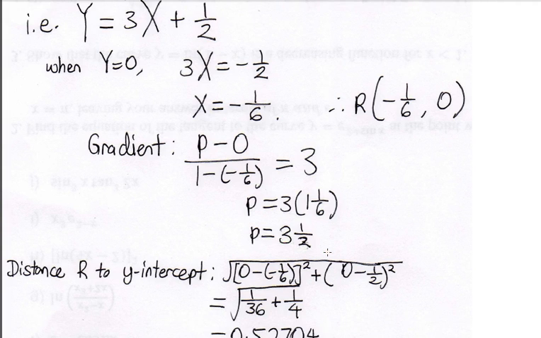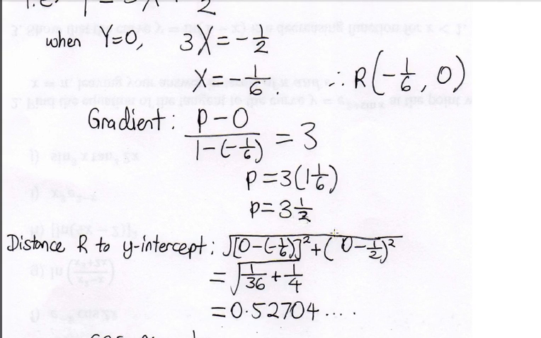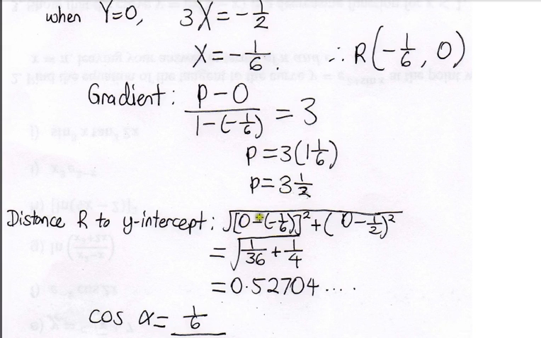Next, we want to find the value of alpha, which is the angle. So firstly, let's find the distance from R to the y-intercept of the straight line. So using the distance formula, we get the difference in the x coordinates squared plus the difference in the y coordinates squared, and we square root it, and we find that the distance is actually 0.52704, but we just leave it in this form first.